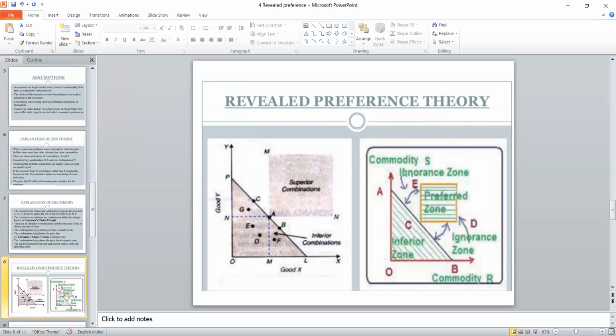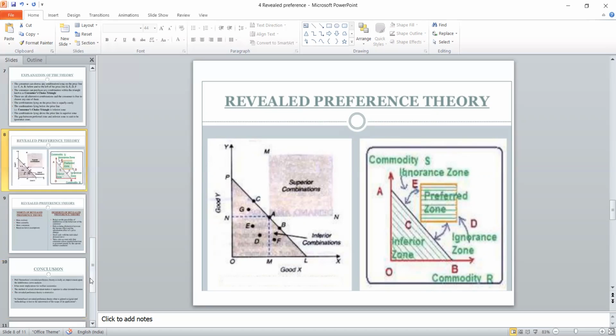So how many zones are there? One is the preferred zone, the second is the inferior zone, and the third is the ignorant zone. In all these three zones, he does not have an equal expression of the combination. Why? Because he prefers both X and Y, the weak combination. Suppose he takes a particular thing, then it is a strong combination. This is the explanation given by Paul Samuelson.